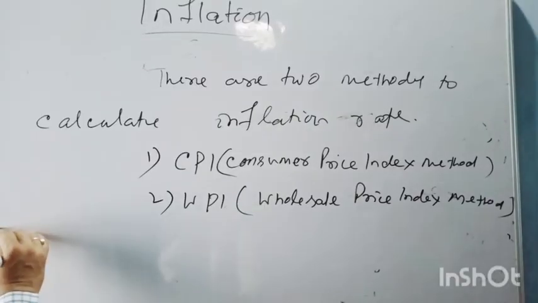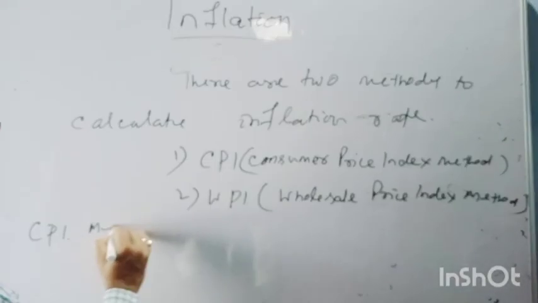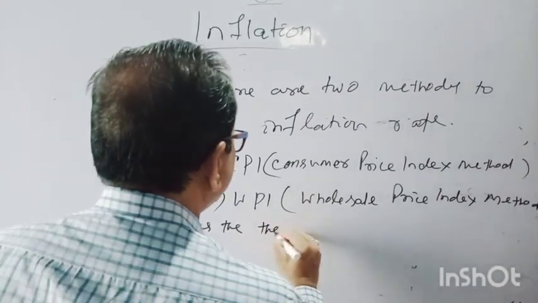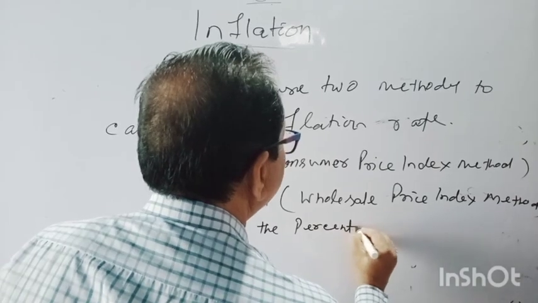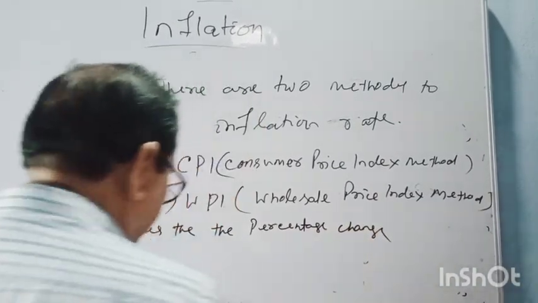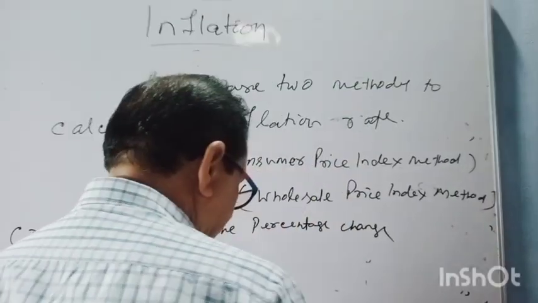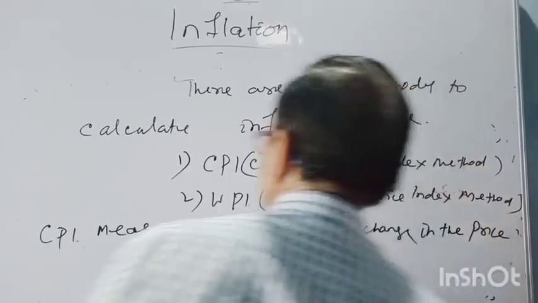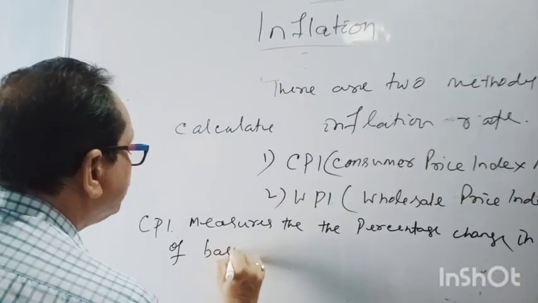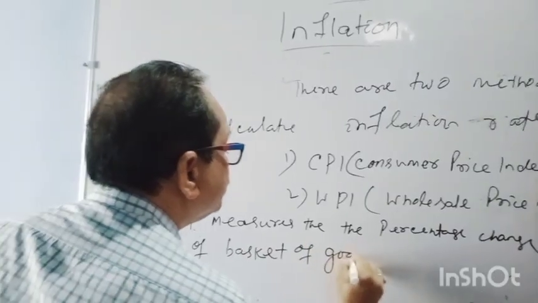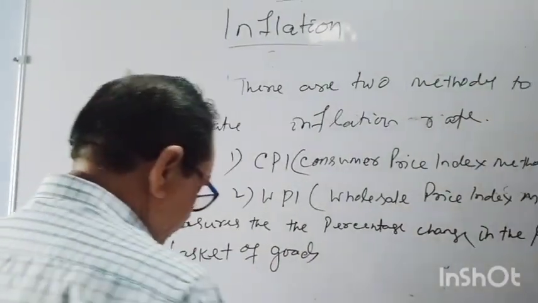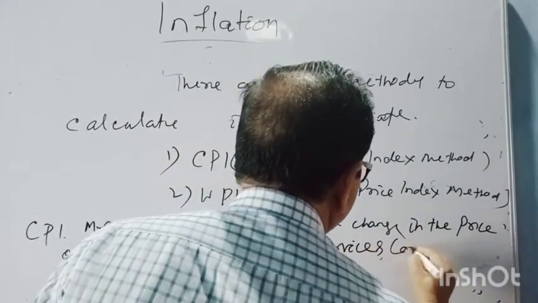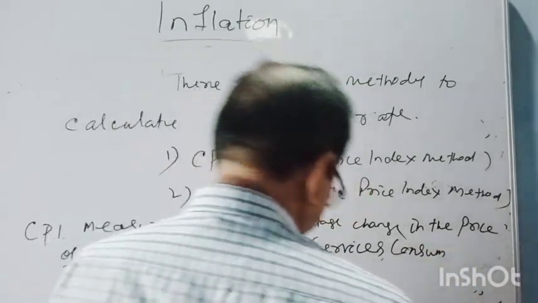What is CPI? CPI measures the percentage change in the average price of a basket of goods and services consumed by households.